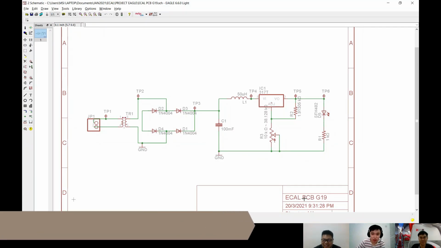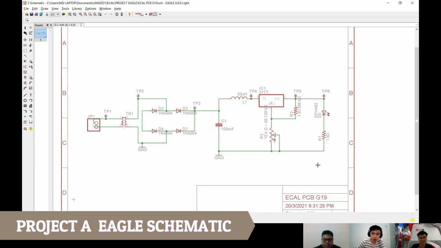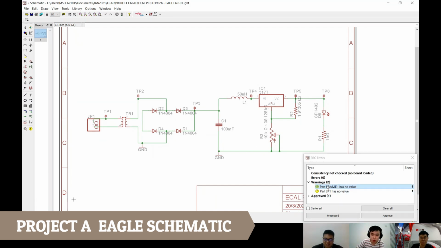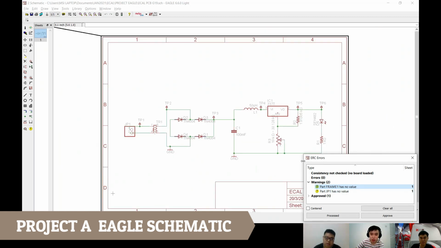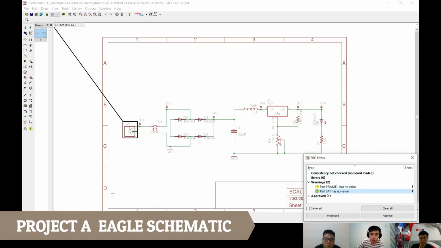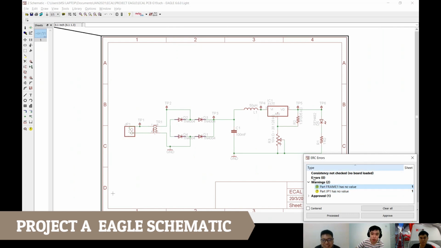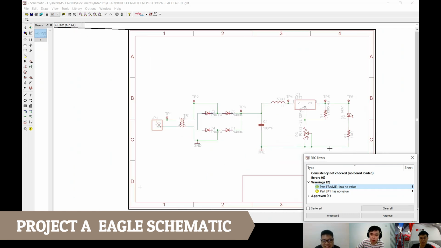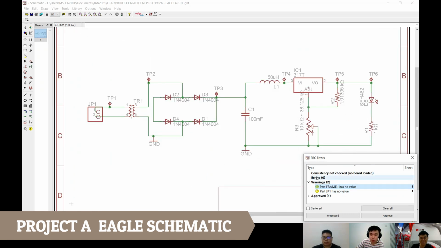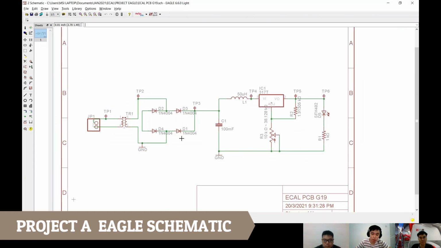So this is our schematic in Eagle for our project A, group 19. It's the same as in Multisim, just that the components need to be found in Eagle by their names. This is the warning check that we did when doing the circuit in Eagle. There are no errors except for the frame and this JP1, but there is no problem with it. So there are no errors, only warnings.